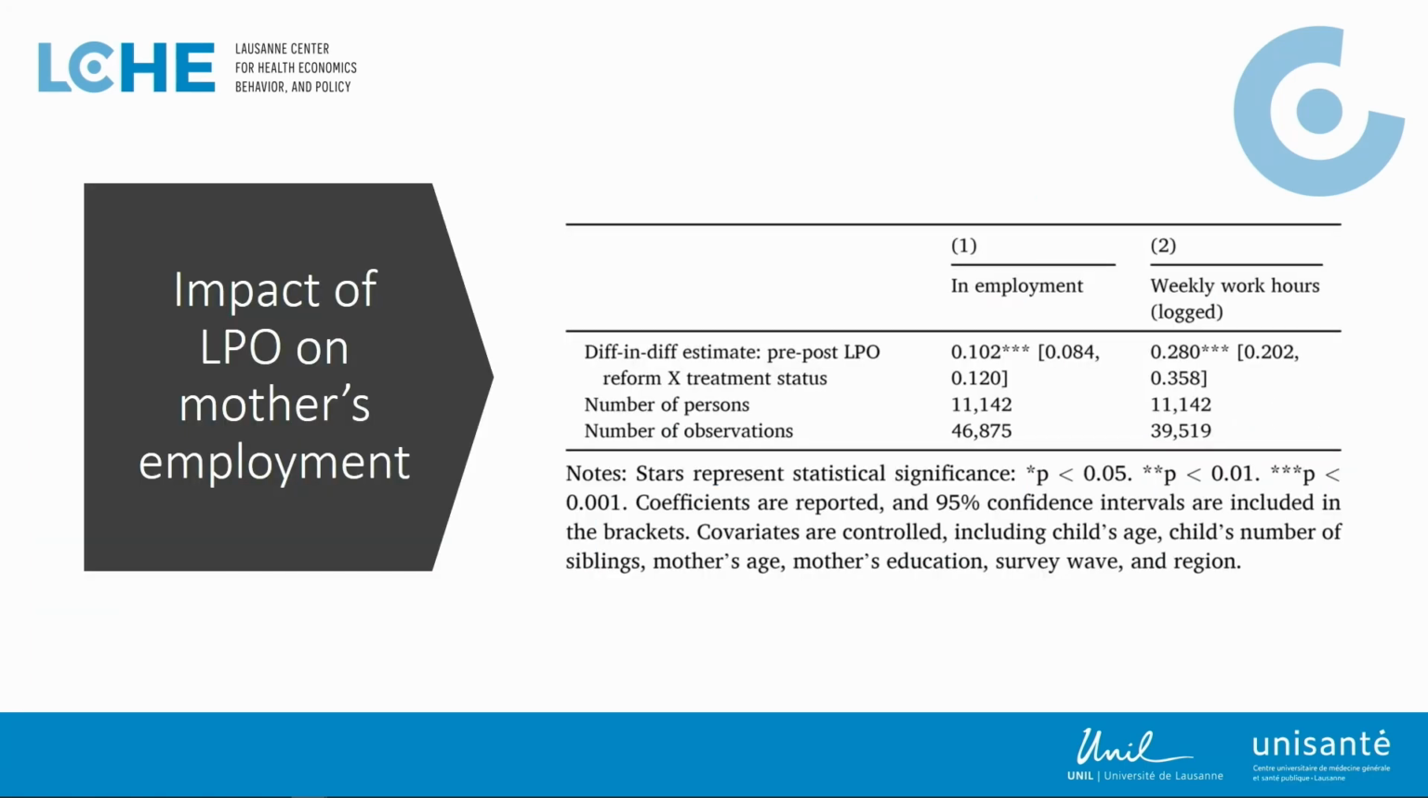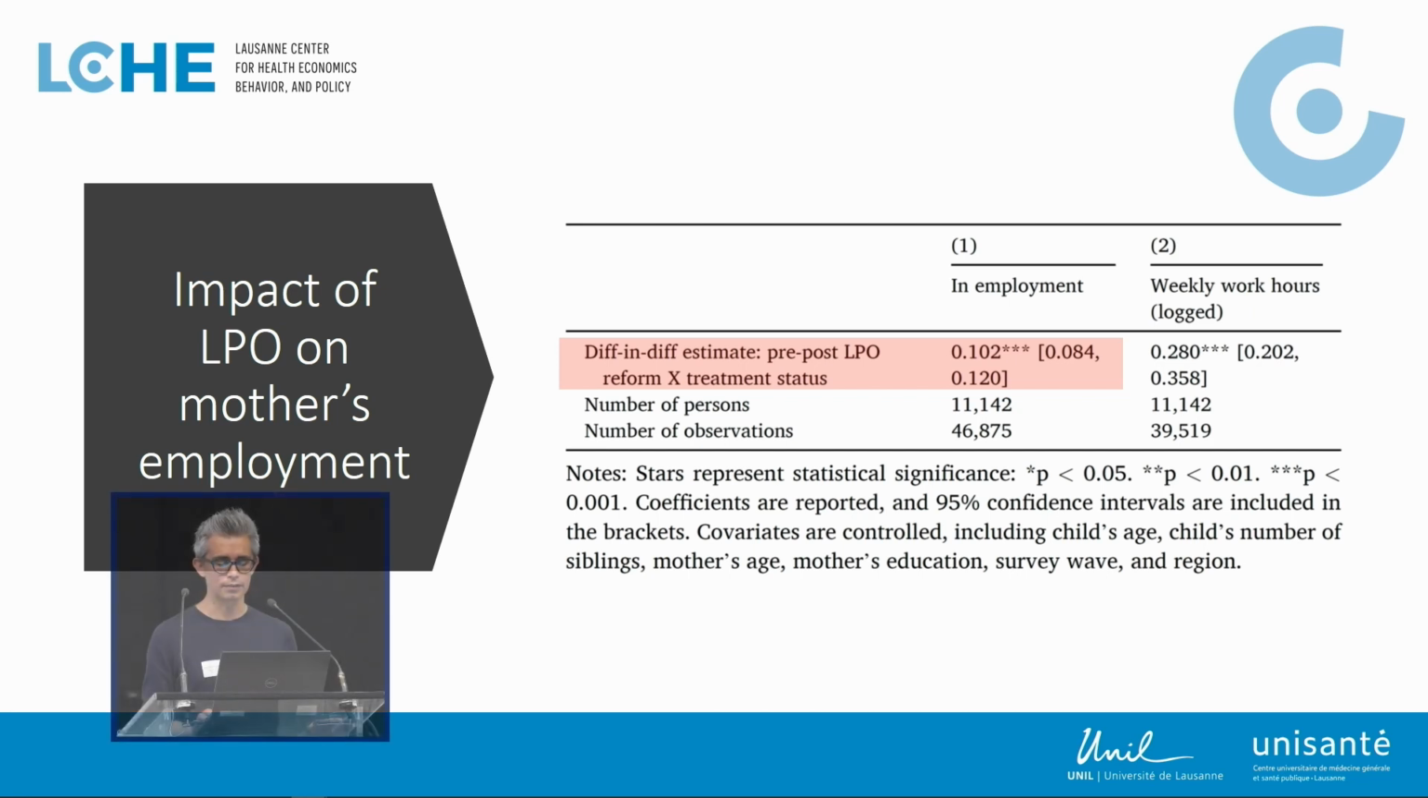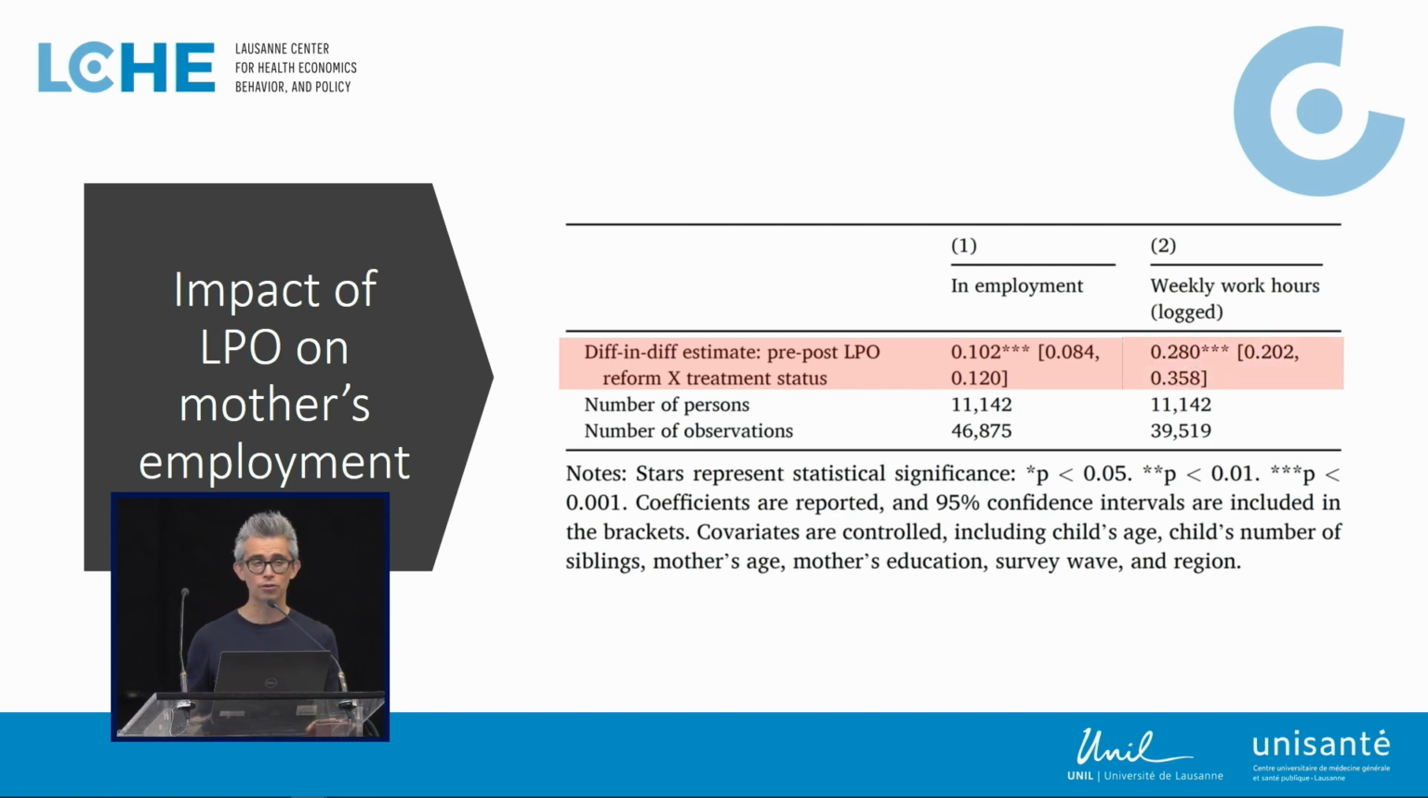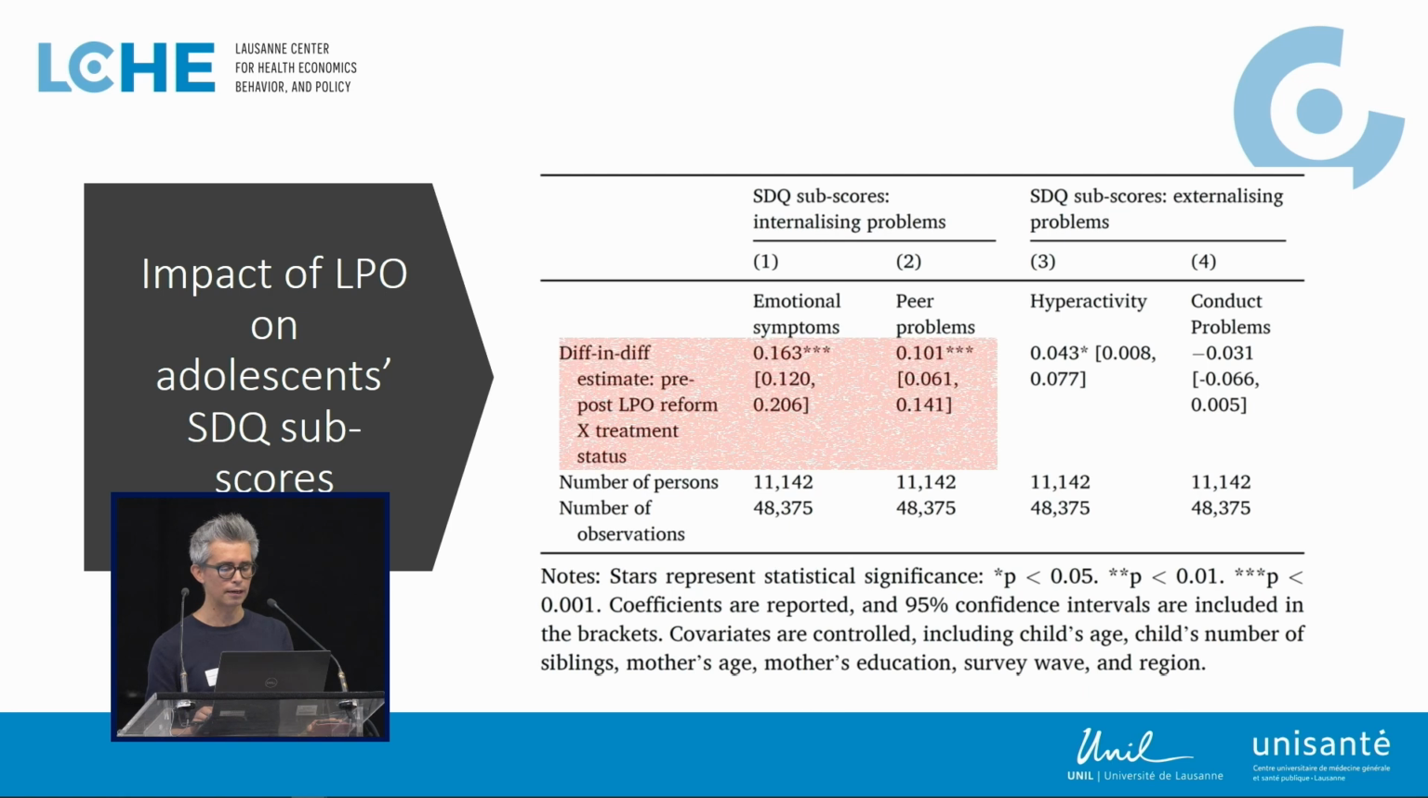Now, we put all of this together into a model in which we control for everything that we can, and we look at whether these changes between before and after the policy are truly different between treatment and control. First, for employment, we see that indeed there was an increase of about 10% in the employment rate for lone mothers and an increase of around 32% in working hours for mothers. So mothers did actually increase their labor supply.